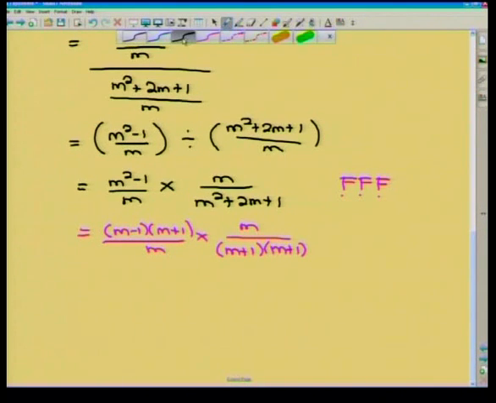Now looking at that, I can cancel that m with that m. I can take that m plus 1 with that m plus 1, and my answer is m minus 1 over m plus 1. And that's the end of this question. So as I said to you, it's a straightforward simplifying a fraction. In actual fact, it's got really very little to do with our exponents. So right, let's move on to the next question and see what that says.